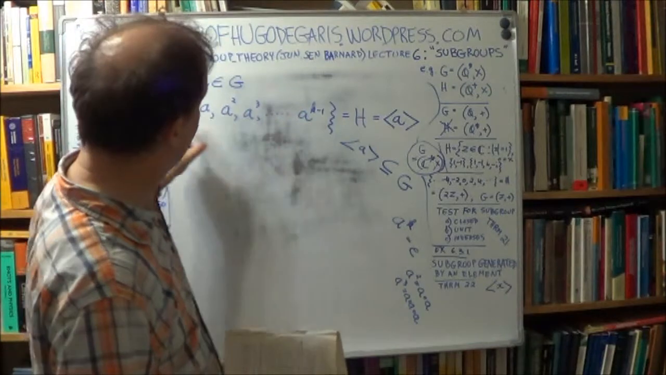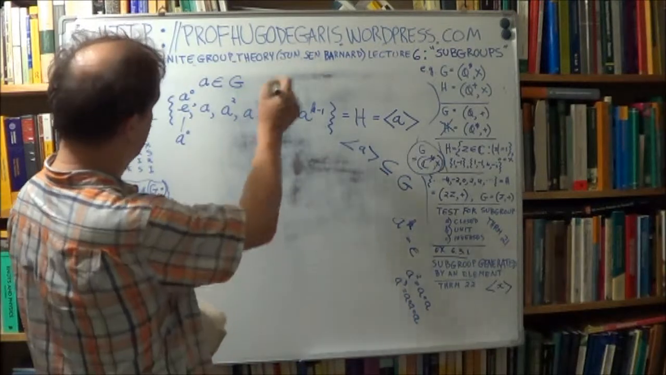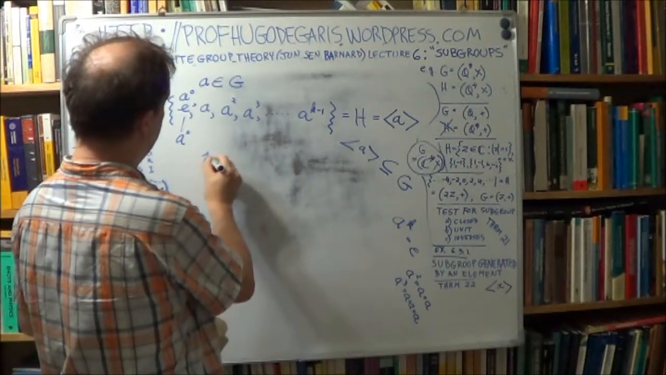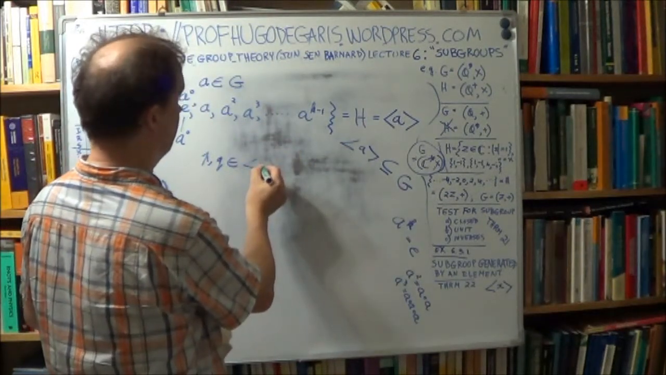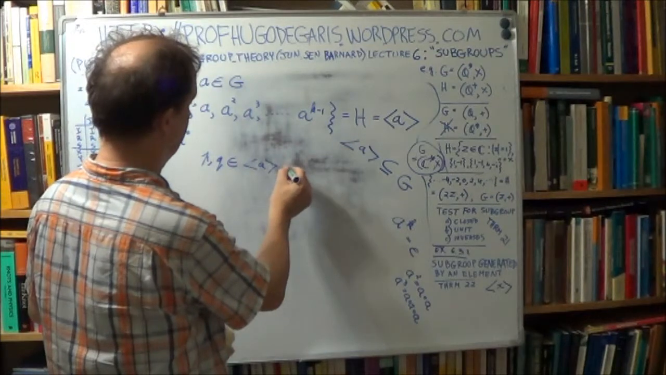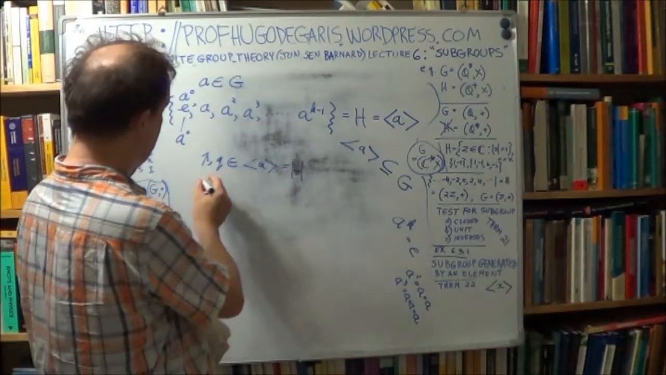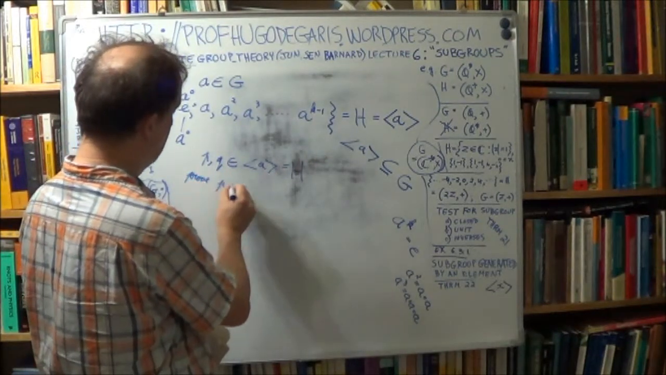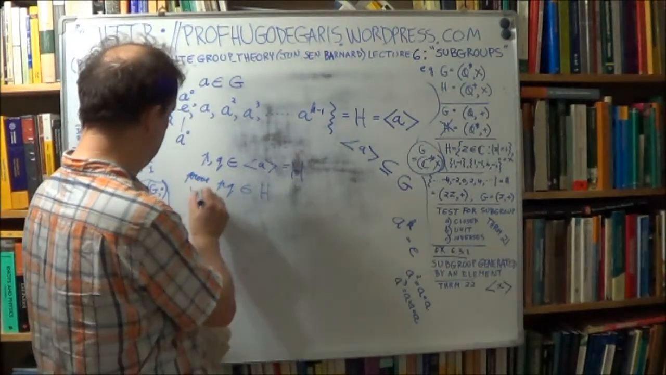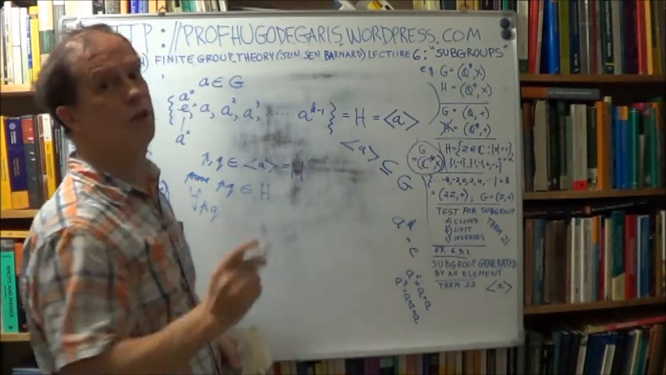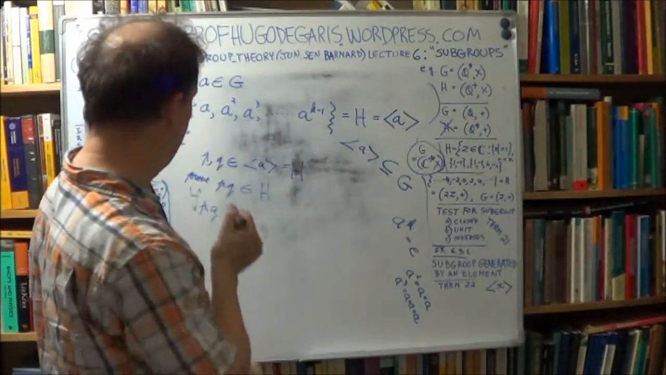All right, so let's test these powers here. Are they closed? How would you do that? Well, let's see. Let P and Q belong to H. Prove that PQ belongs to H. If we can do that for any two elements in this set, H, all right?